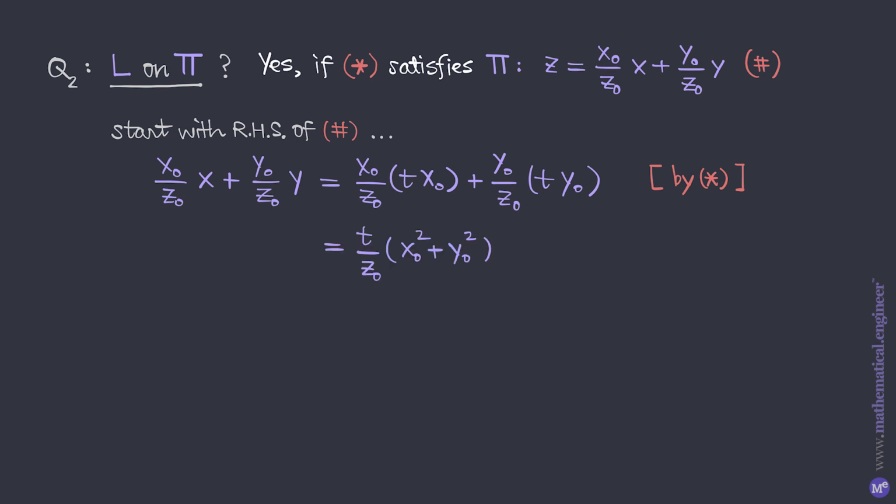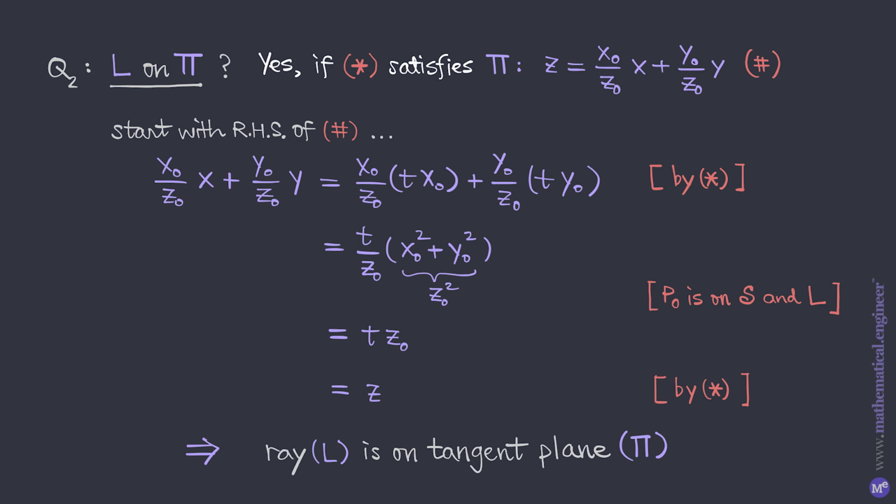Factor out t. The expression that comes after t over z0 can be replaced with z0 squared. Again, this is because P0 is a point on the conic surface S. After simplification, we have t times z0, which is just the z-coordinate of the arbitrary point we began with. That means we have just shown that the ray L is also on the tangent plane pi.